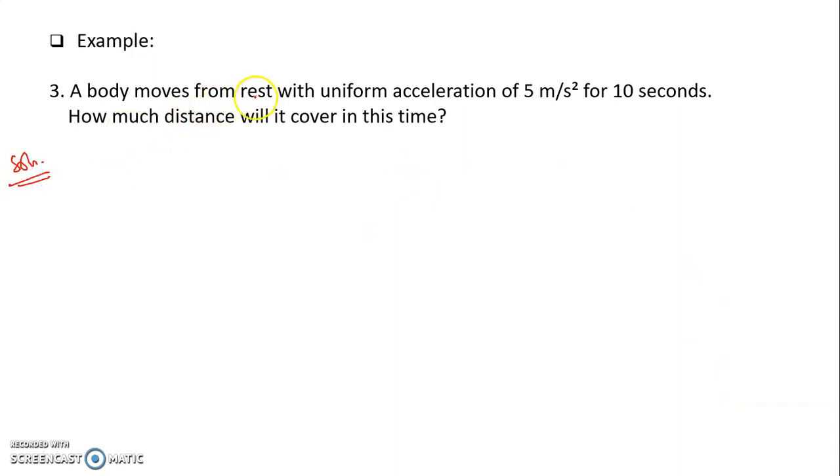A body moves from rest. So u is 0 with uniform acceleration. So a is 5 meter per second square for t seconds. So t is equals to 10 seconds. How much distance will it cover? Question mark. So which formula are we going to use?